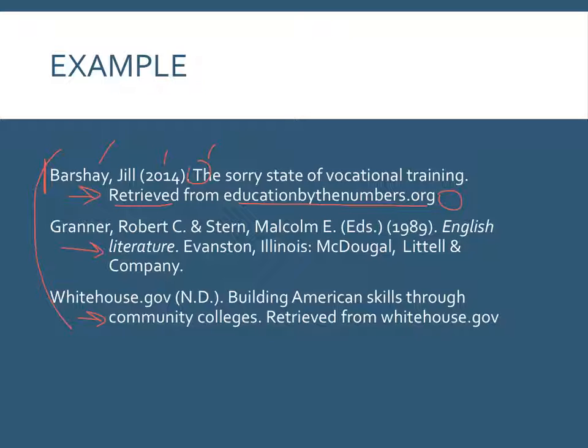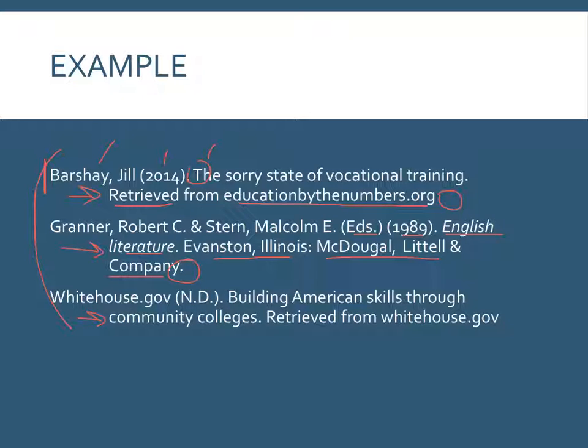We have a book with editors, so we have Granner, comma, Robert C., and Stern, comma, Malcolm E., marked as editors, plus the date, the title of the book, and then we have the publication information, the city, the state, and then the publishing company, and that is closed with a period.